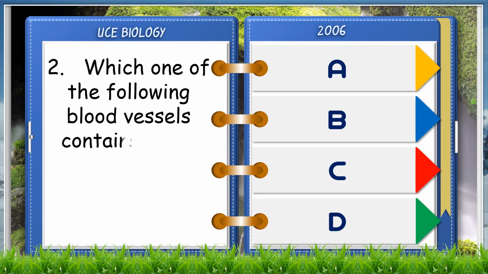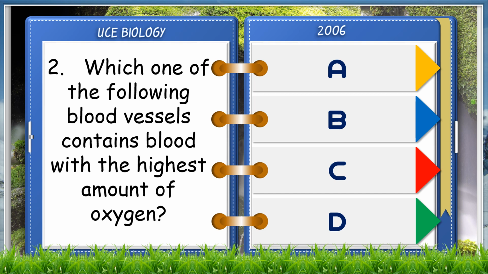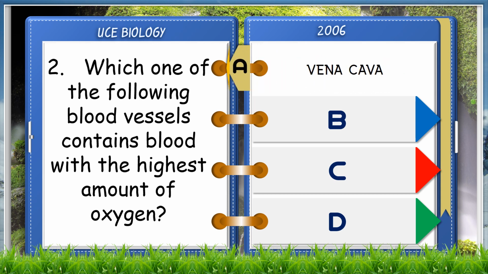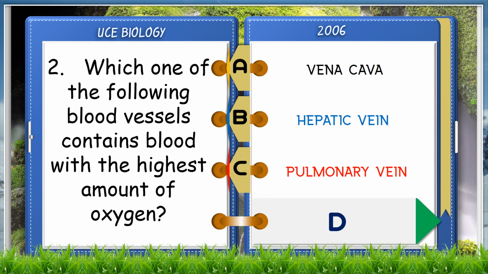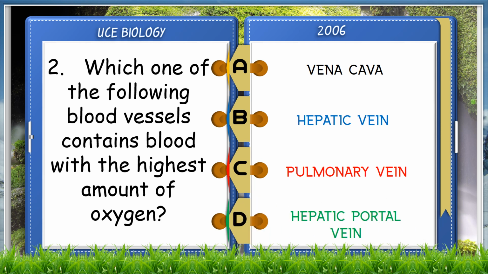Which one of the following blood vessels contain blood with the highest amount of oxygen? A. Vena cava, B. Hepatic vein, C. Pulmonary vein, D. Hepatic portal vein. The answer is C. Pulmonary vein.